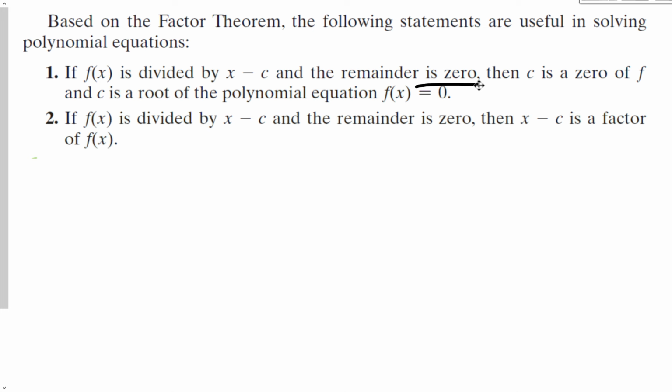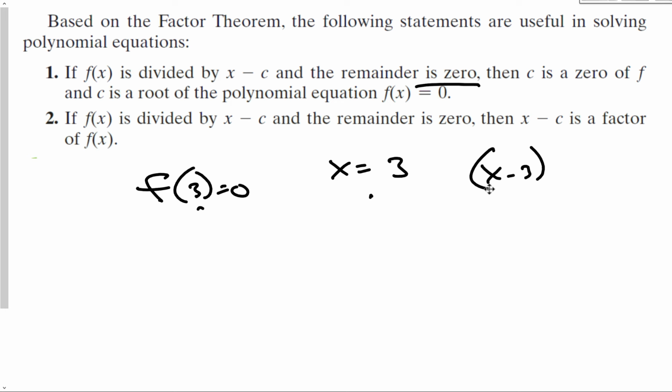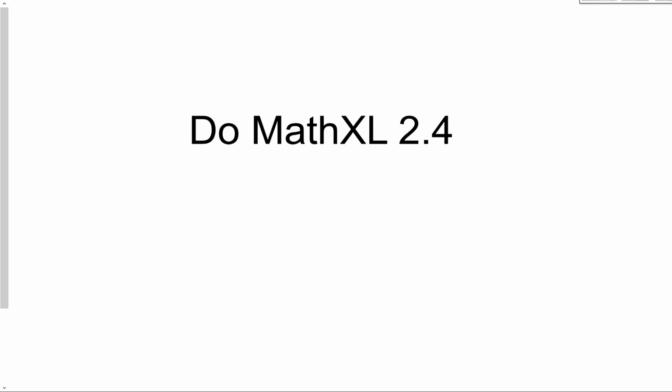So all of these things are what happens when you have the function equal to 0, right? It's a 0, it's a root, and if you move the number to the other side, right, you can actually have a factor, right? If f of 3 is equal to 0, that means that's a 0 of the function. That means that's a root of the function, and it means that x minus 3 is a factor of the function. Okay, and that was 2.4, dividing polynomials, the remainder, and factor theorems. So do Math Excel 2.4.